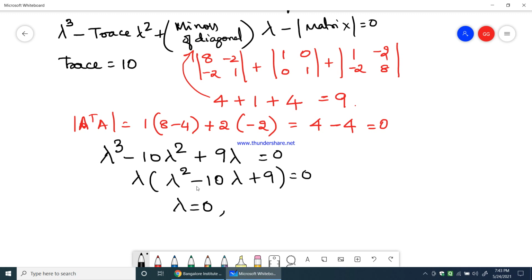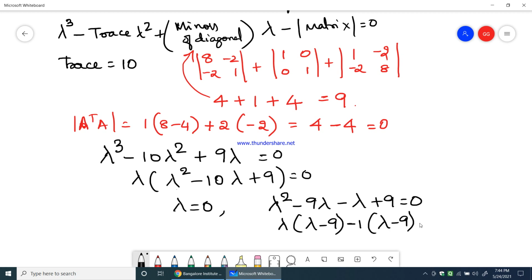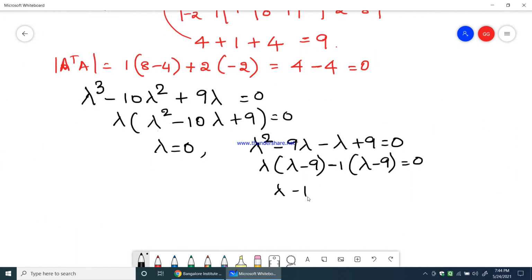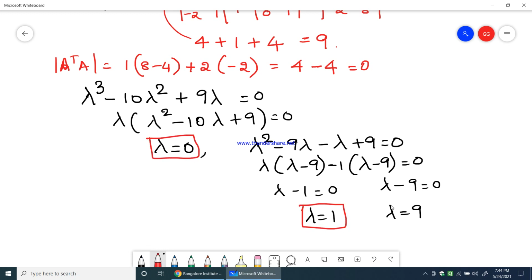The other two we should take from this quadratic equation. So I can write this as lambda square minus 9 lambda minus lambda plus 9. So the factors are 9 and 1. So here I will take lambda common, so I will get lambda minus 9, and I will take minus 1 common, I will get lambda minus 9 equals 0. Therefore lambda minus 1 equals 0 and lambda minus 9 equals 0. Therefore I got lambda equal to 1 and lambda equal to 9. So these are the three eigenvalues which I got for this particular A transpose into A.